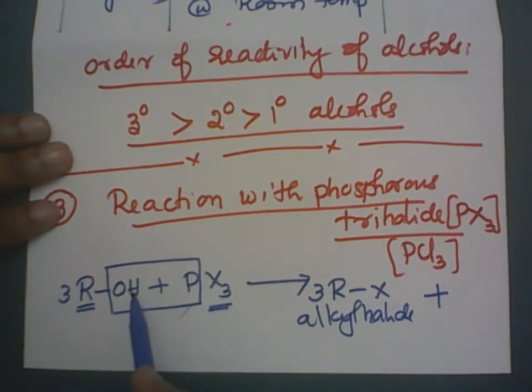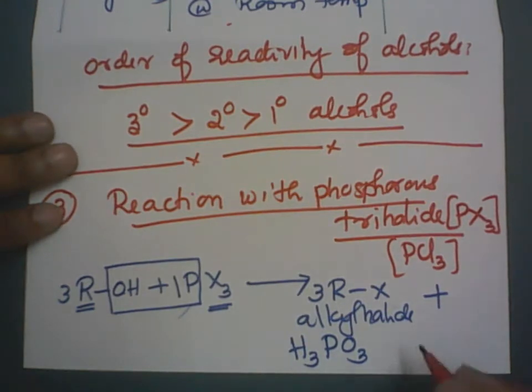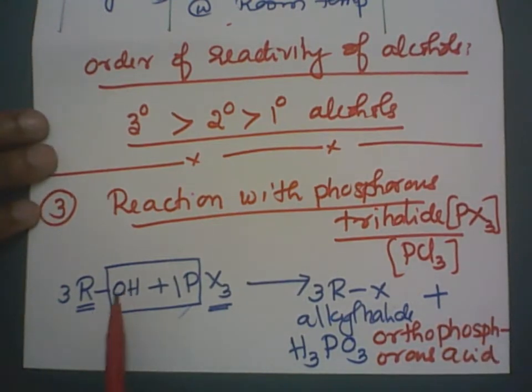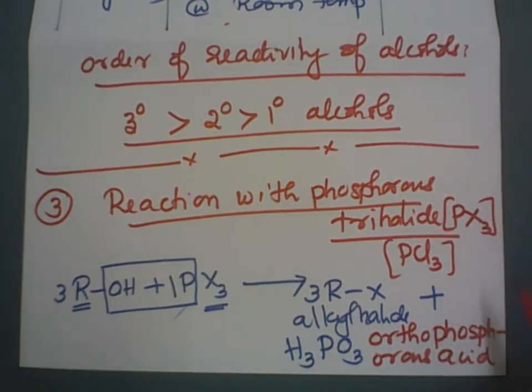How many hydrogens are there? Three, H3. How many phosphorus? One. How many oxygens? Three. H3PO3. And what is H3PO3? H3PO3 is called orthophosphorus acid. So alcohols can be converted into alkyl halide in the presence of PX3. This is the third reaction.